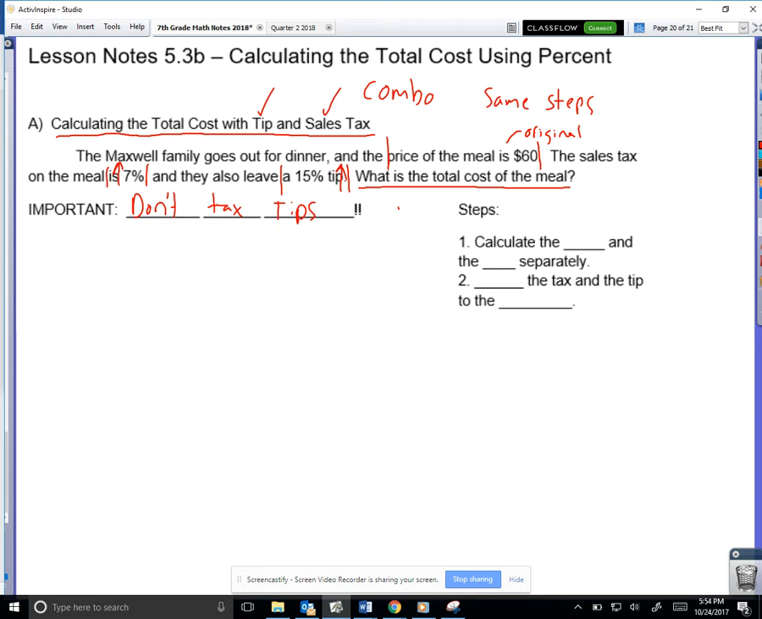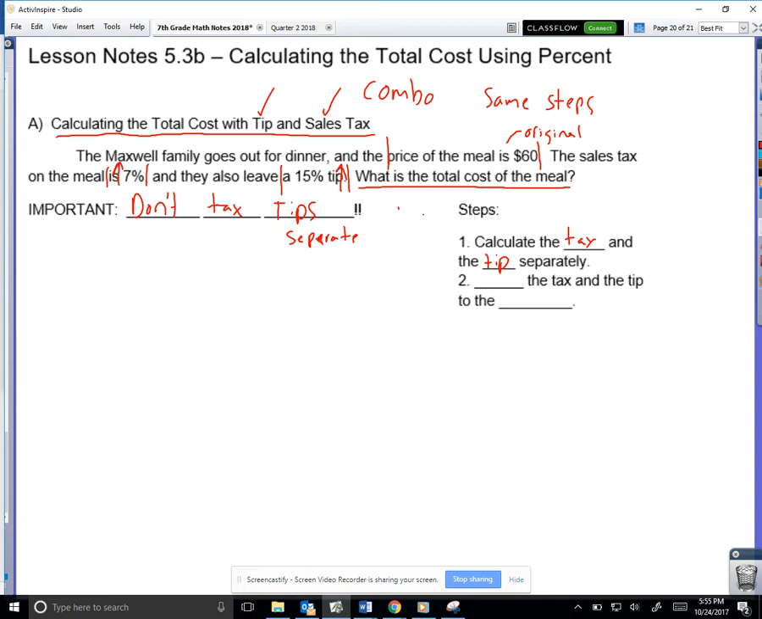So what we have to do is calculate these things separately in order to get the total cost of this meal. That's exactly what step number 1 is. It tells us to calculate the tax and the tip separately.